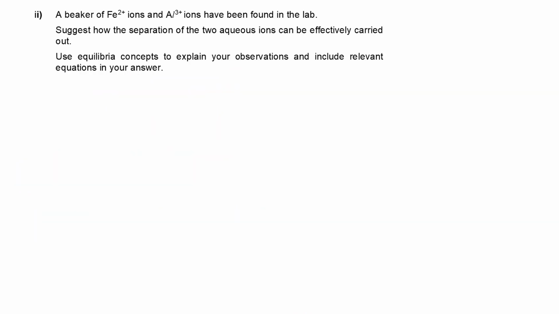Alright, so for part 3 of this question, in a beaker, it is found to have a mixture of both Fe2+ ions and aluminium ions found in the lab. So they ask you to suggest how the separation of these two aqueous ions can be effectively carried out. And using the equilibrium concepts to explain your observations and include any relevant equations in your answer.